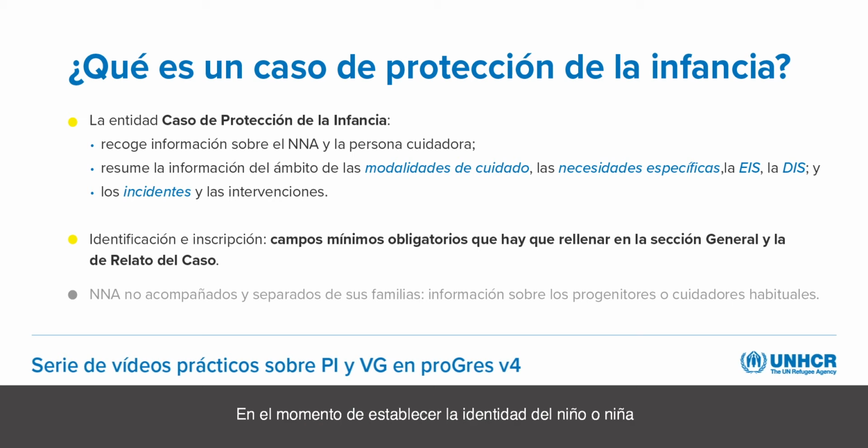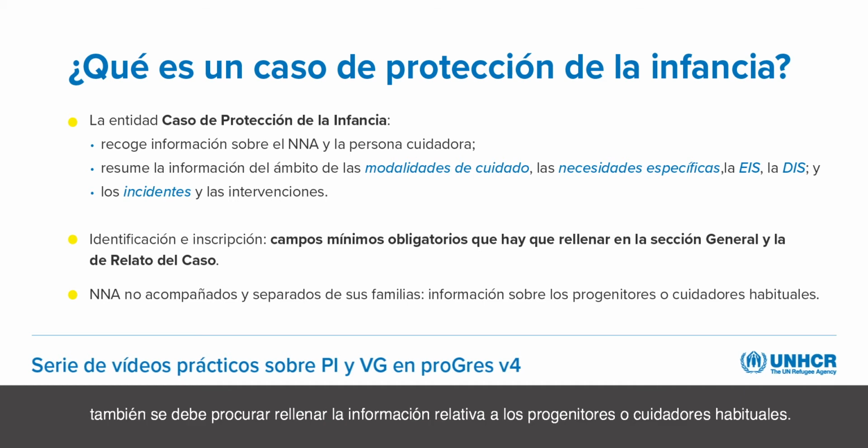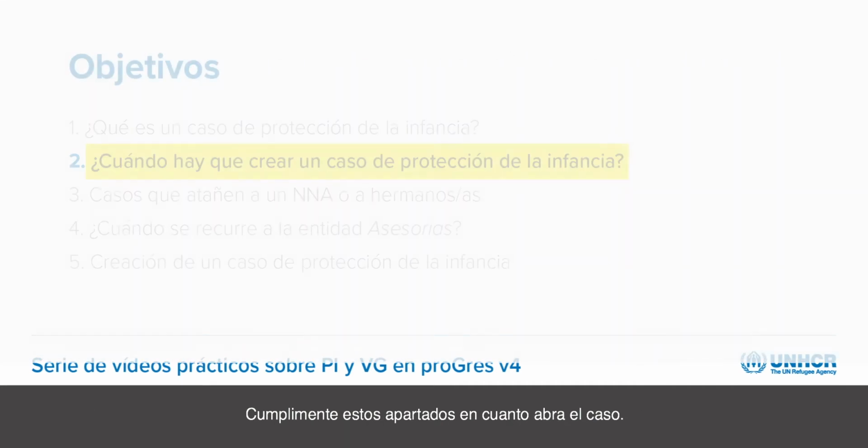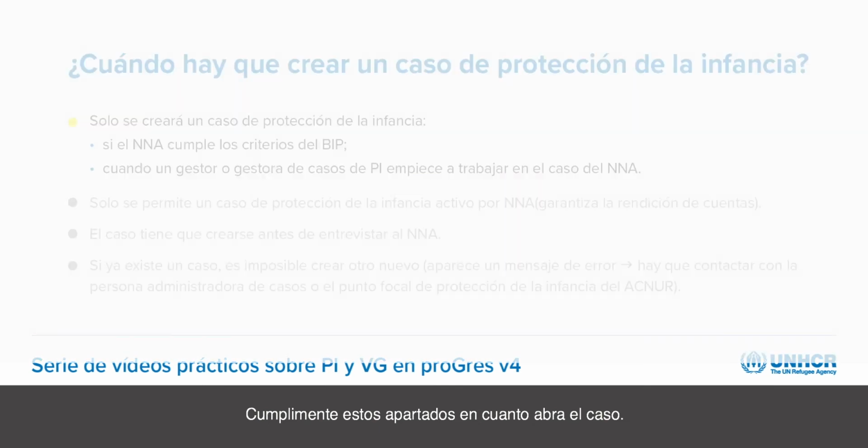At the point of identification and enrollment for case management, there are minimum fields to be filled out in both the general and case narrative section. In the case of an unaccompanied and separated child, you should also ensure the parent and customary caregiver information is filled out. You should fill out these fields as soon as you open a case.